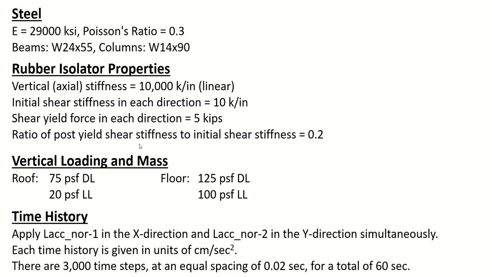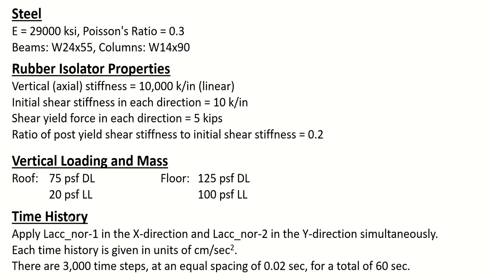Ratio of post yield shear stiffness to initial shear stiffness is equal to 0.2. The loading is also given. At the roof, dead load is 75 psf and the live load is 20 psf, and at the floor the dead load is 125 psf and the live load is 100 psf.